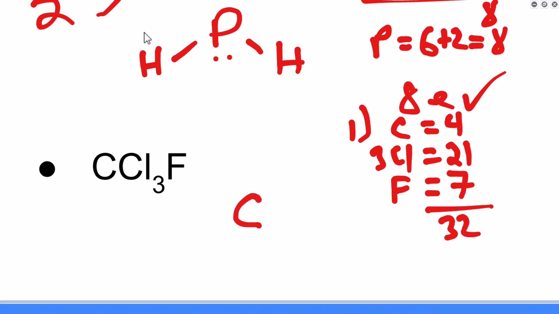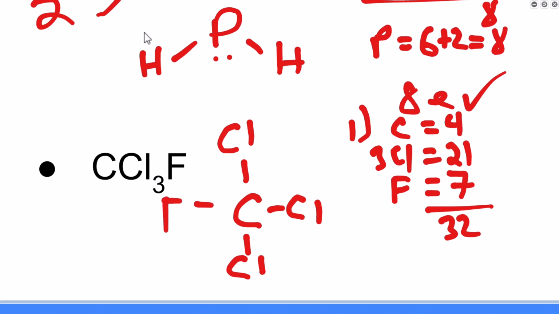Carbon will be my central atom as it is furthest away from fluorine, not hydrogen. Attach everything to your central atom. For this, it does not matter where you put the chlorines and fluorines. So the fluorine could be on the right side, I really wouldn't care.